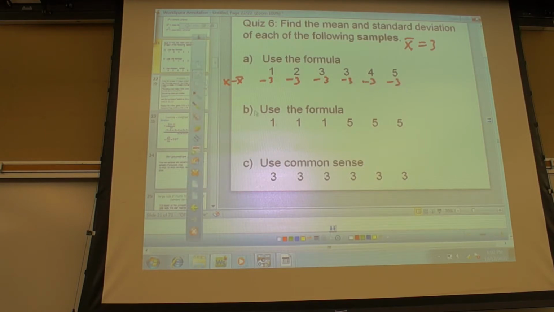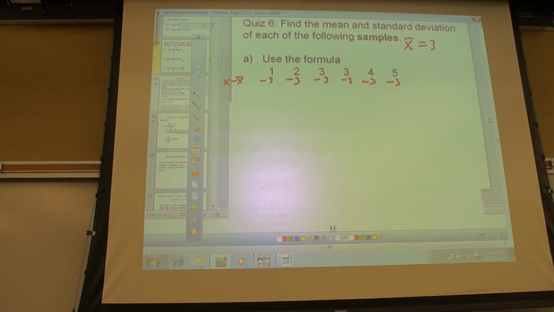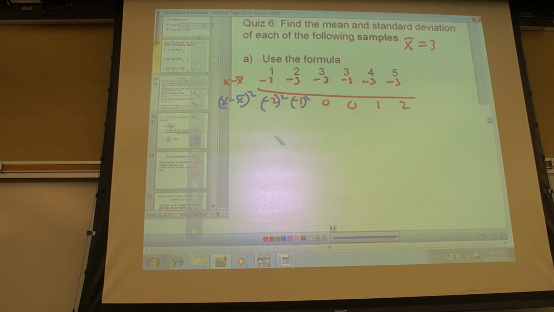I'm going to go ahead and blank these out. And we'll get -2, -1, 0, 0, 1, and 2. And then we're going to square all those, right? So square each one of those. So we'll end up with 4, 1, 0, 0, 1, 4.